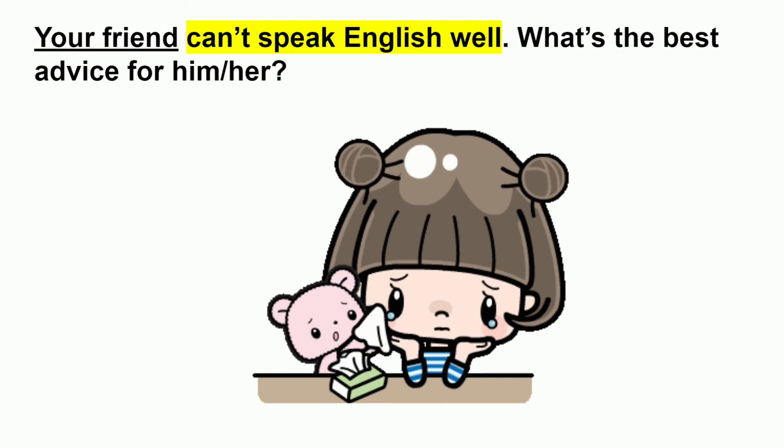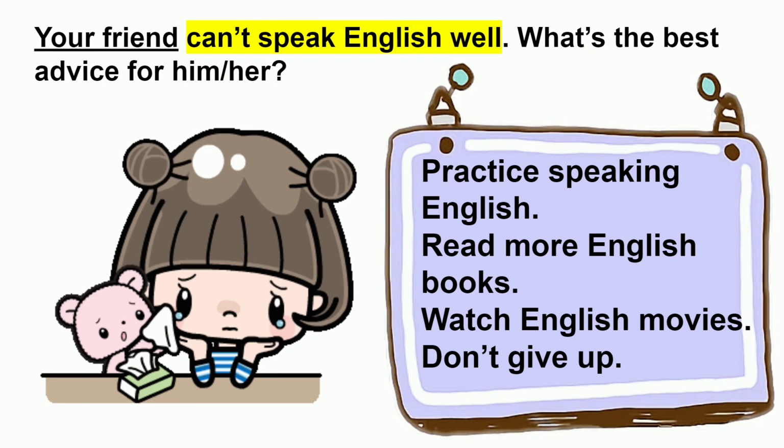The last one. Your friend can't speak English well. What's the best advice for him or her? Okay, he can't speak English well. What advice can you give to her? Okay, number 1. Practice speaking English. Okay, as the saying goes, practice makes perfect. So ask her to practice speaking English. Read more English books. Watch English movies. Don't give up. Don't give up in trying to speak well.